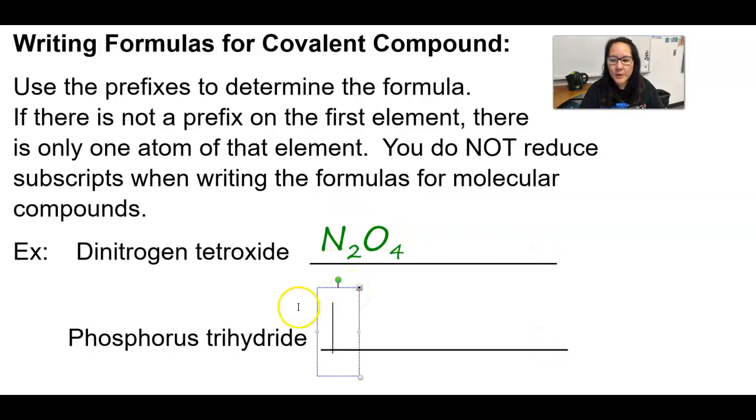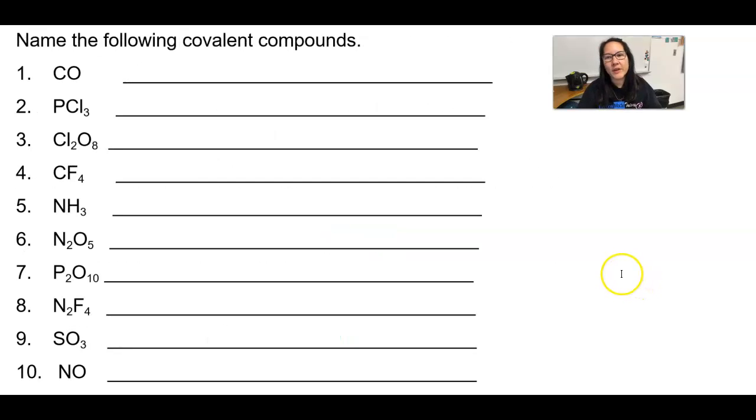For the next example, phosphorus does not have a prefix, so we just assume there's 1, so it has a subscript of 1, which is just understood. Trihydride. Hydride is hydrogen, and tri means there's a subscript of 3. And so phosphorus trihydride is PH3. Now, pause the video, write the names of the following compounds, and then unpause the video to check your answers.